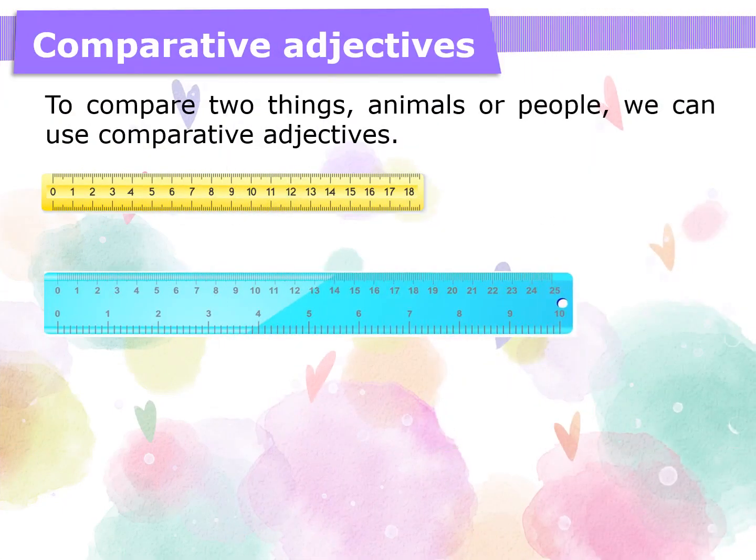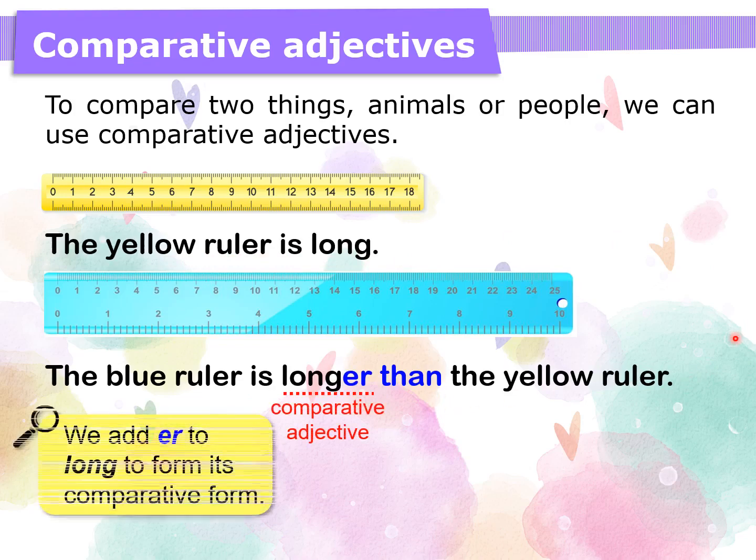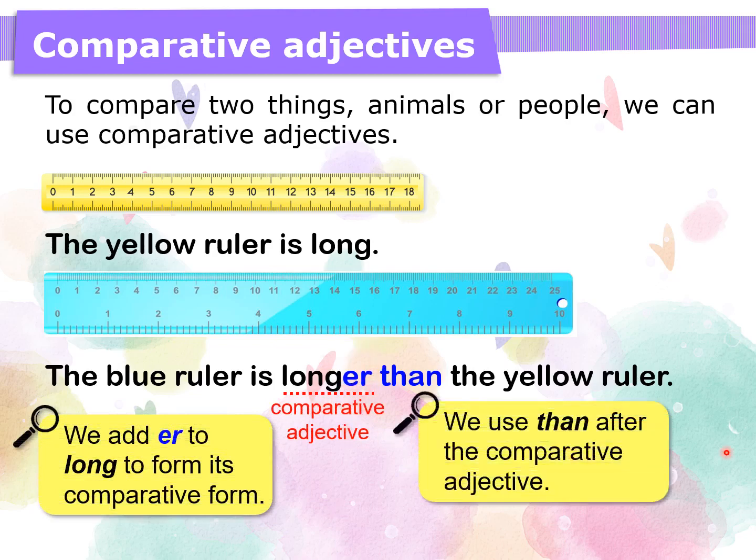To compare two things, animals or people, we can use comparative adjectives. Look at this example. There are two rulers. The yellow ruler is long. The blue ruler is longer than the yellow ruler. We add er to long to form its comparative form. Remember, we need to use than after the comparative adjective.